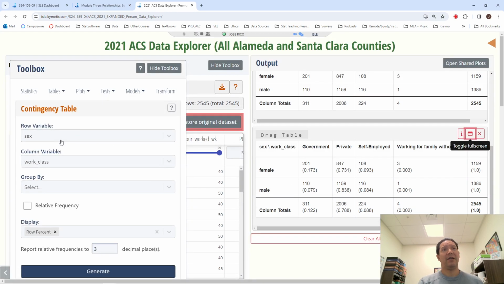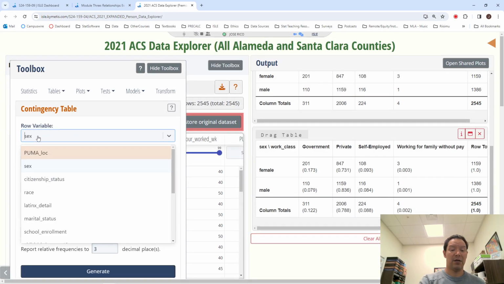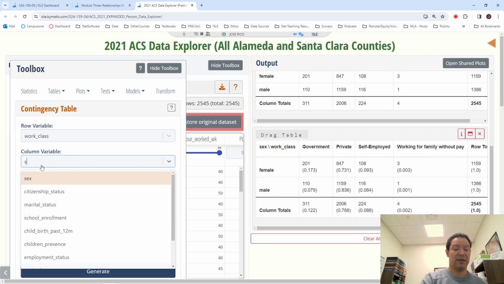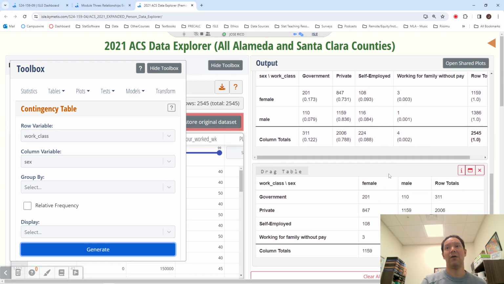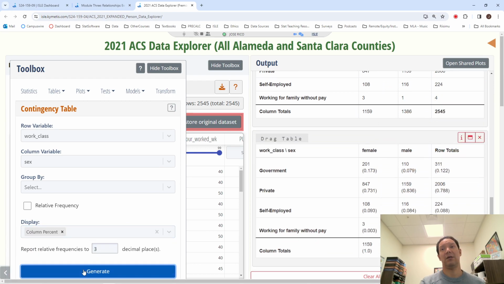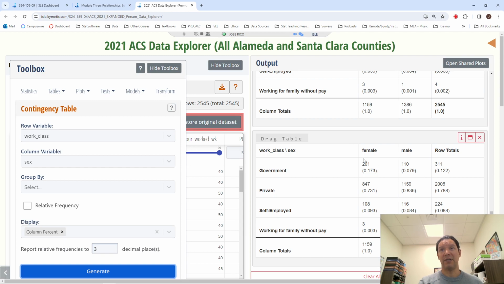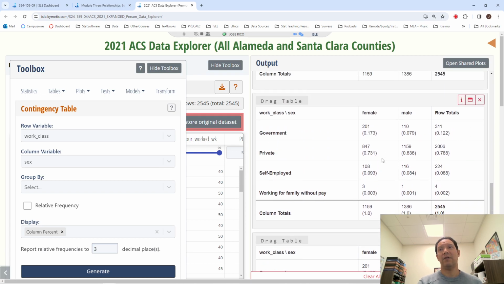Now, I was saying you don't have to do it this way. I could have done work class here, and I could have done sex here, but then I would have had to calculate my percentages differently because now females are here and males are here, so I would do what we call column percentages. And it's still the same number. It's 17% of females work for the government, 8% of males. How you know this is calculated across the column is because you get a 1 here. That means all these percentages add up to 100%. All these percentages add up to 100%. So one of the biggest challenges is understanding what am I seeing on this table?